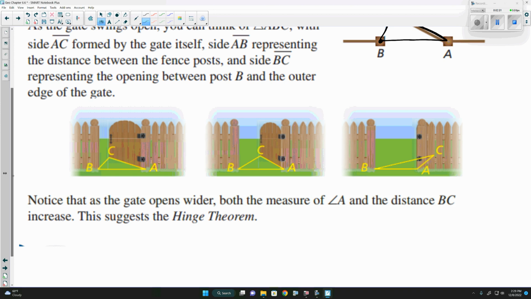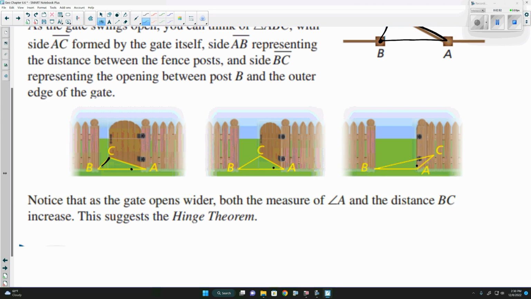So the third side is going to get bigger, which means angle A is going to get bigger. Because as it opens, the opening is going to get bigger. So the angle and that side are going to get bigger. Yes? So the gate that's all the way open will have a longer side length, BC, than when we barely have it open. Yes?